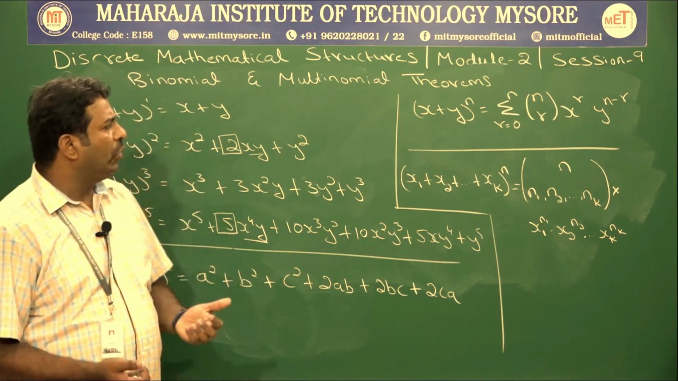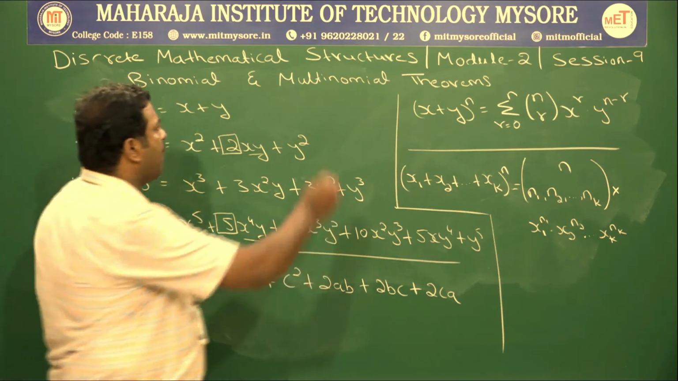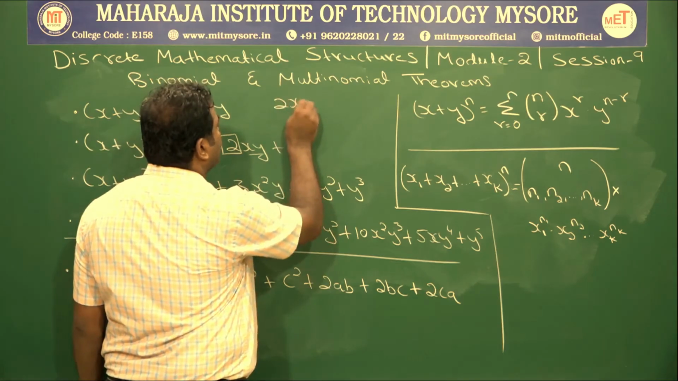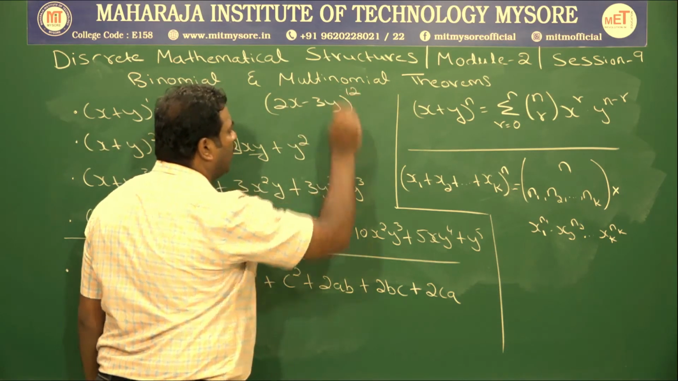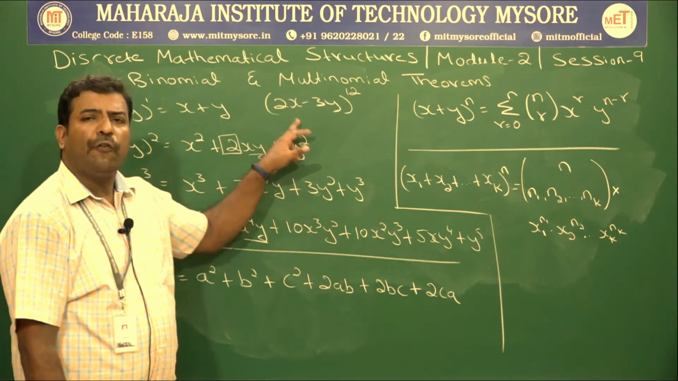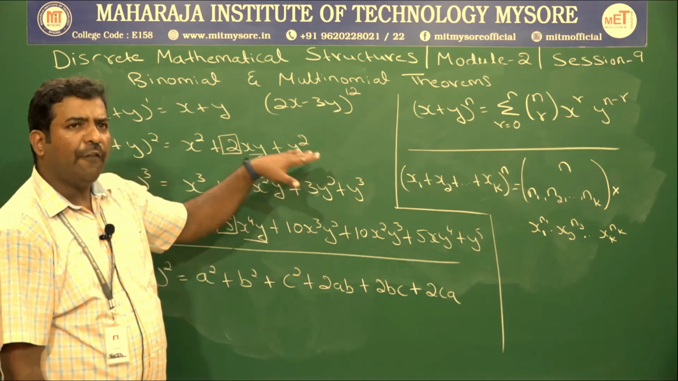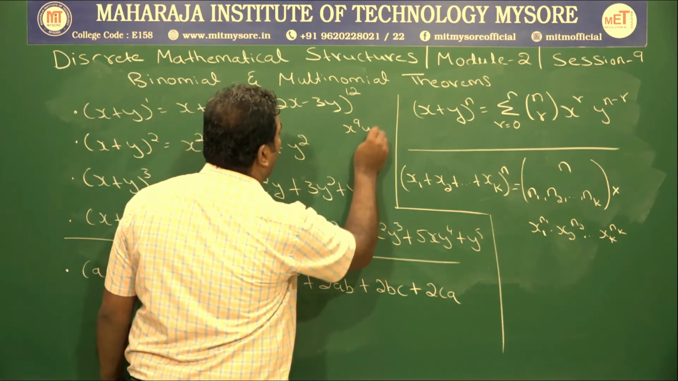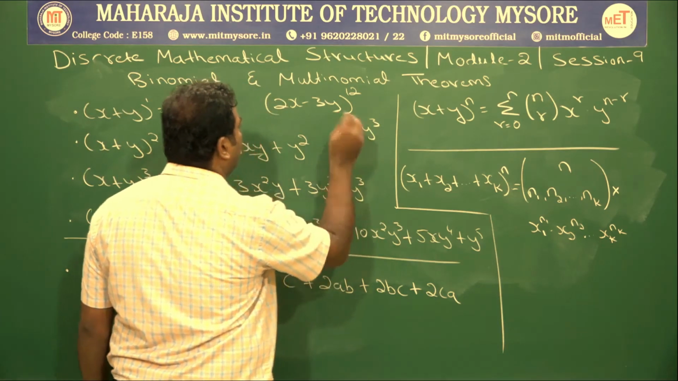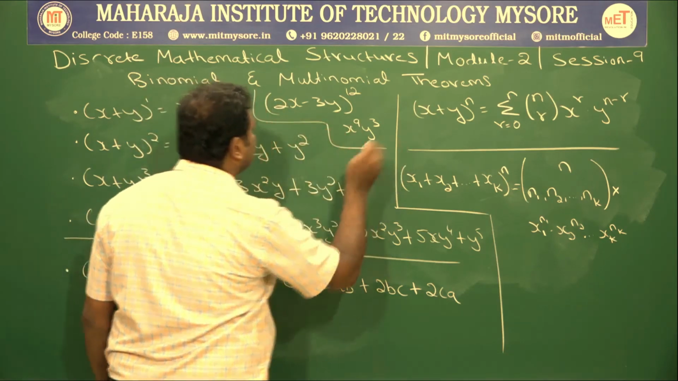For example, I am going to give a binomial equation: 2x minus 3y to the power of 12. I need to find the coefficient of x to the power of 9, y to the power of 3. I need to find this coefficient. Now how do you do this?